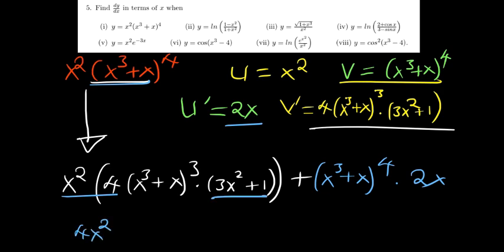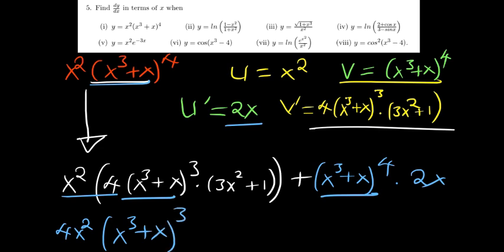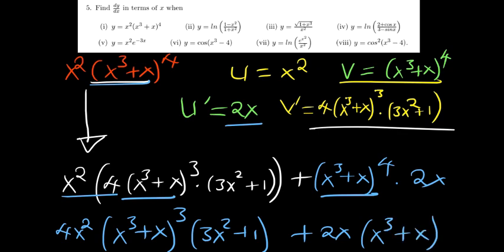I can start with that part if I want to, or instead I can factorize. I can see this is common. So what's the highest common? If we are going to do that, let's first of all multiply. So we have 4x squared, and then we remain with x to the power 3 plus x to the power 3, and then we have 3x squared plus 1 in brackets. Now the other part we will have 2x, and then x to the power 3 plus x raised to the power 4. So this is where we've ended.